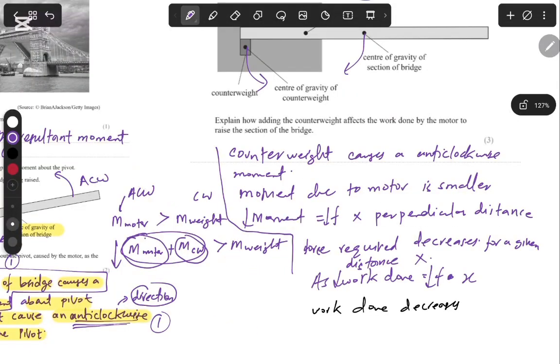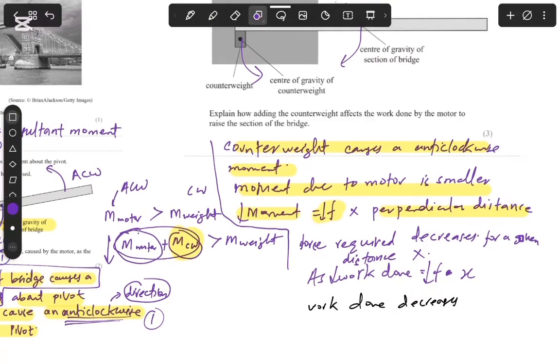Okay? So your answer is going to look something like this. The counterweight causes an anti-clockwise moment. The moment due to the motor becomes smaller now because we have an extra anti-clockwise moment coming from the counterweight. So the moment goes down, the force goes down, the perpendicular distance from the pivot remains the same, and the force required decreases for a given distance traveled x.